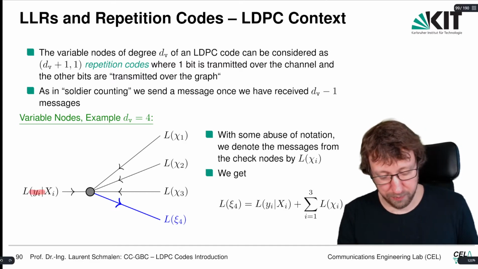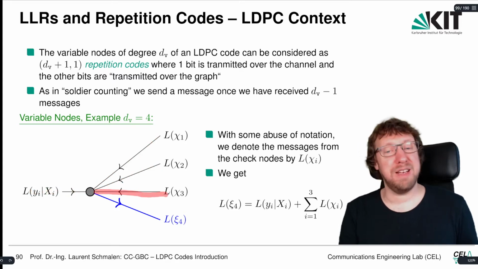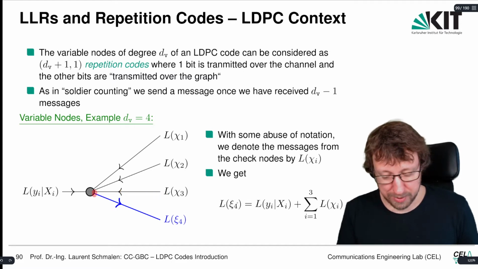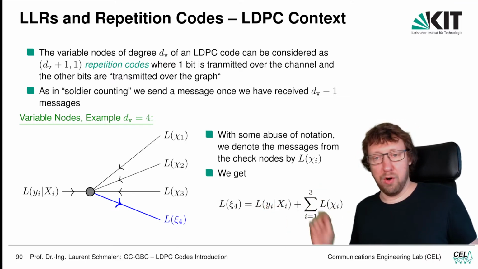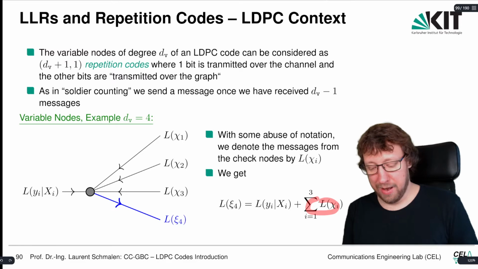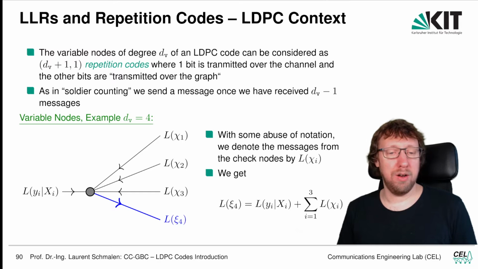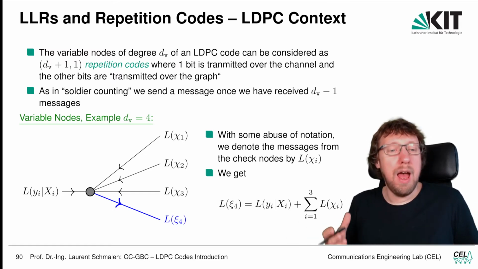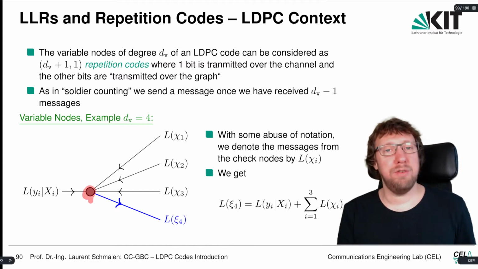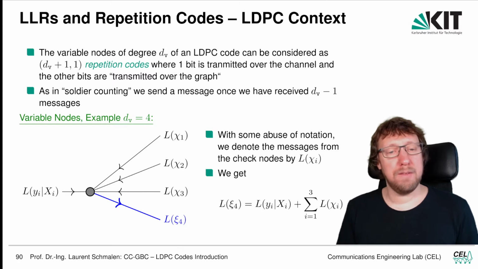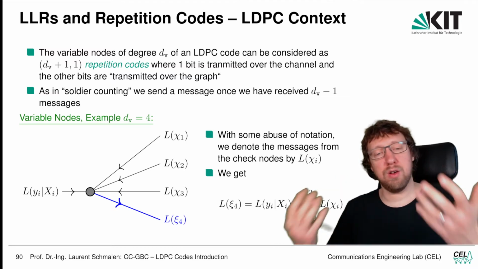So we have the information from the channel plus the information from all the other messages. L of Ci is equal to L of yi given xi plus the sum over all the other messages, so the sum of L of chi. So that's how we can calculate log likelihood ratios for repetition codes, and also in the context of an LDPC code, where the variable nodes are essentially repetition codes of this bit that is repeated in the context of the graph.